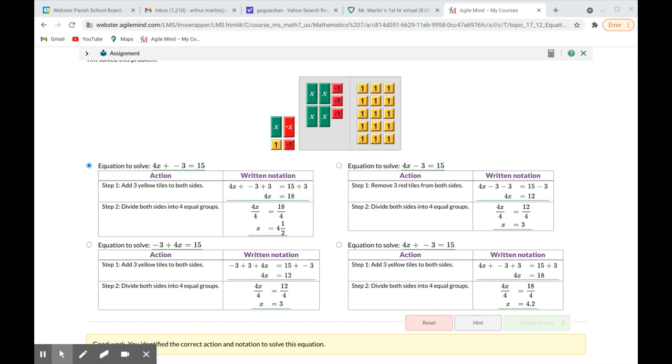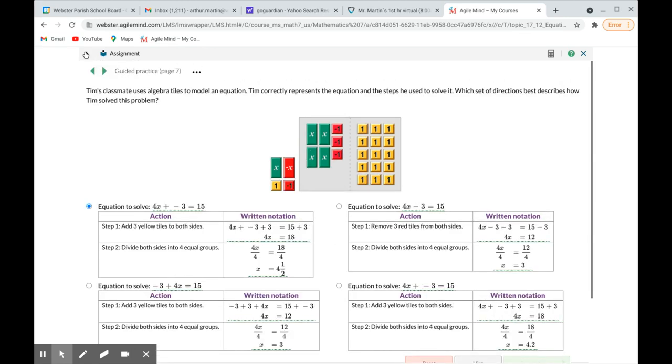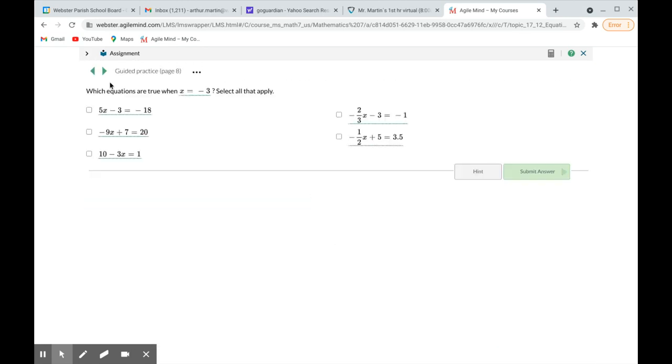All right, looking at this problem, Miss Kaylee, I want you to read it for us, this next problem. Number 8. Which equations are true when x equals -3? Select all that apply. All right, so that means that we got to put in -3 for every one of these x's and see if it's true. All right, so I'm going to put them in there real quick.